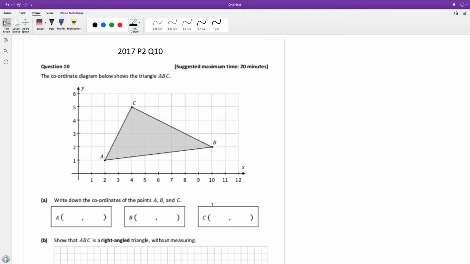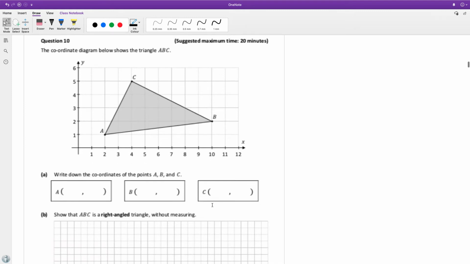So, write down the coordinates of A, B, and C. And then you want us to show that A, B, and C is a right-angled triangle without measuring. Now we're going to work out how to show it's a right-angled triangle without measuring.